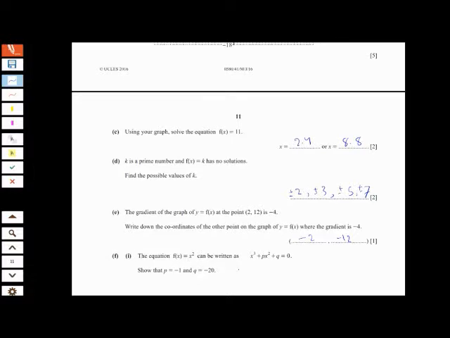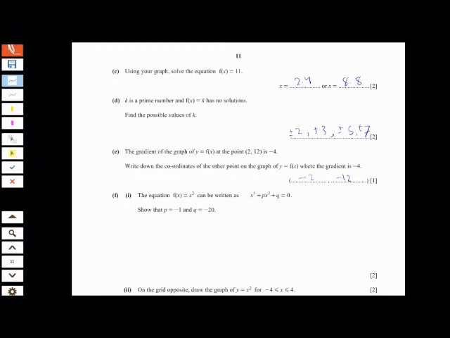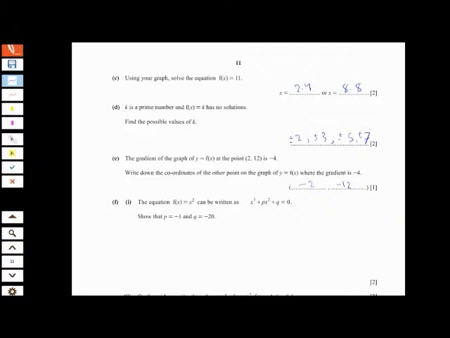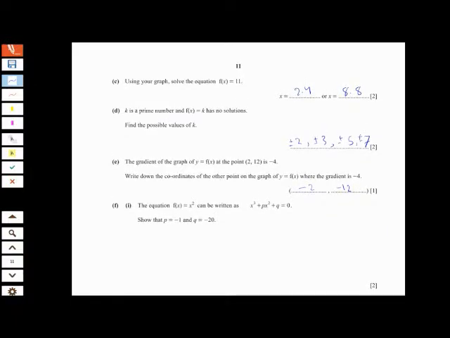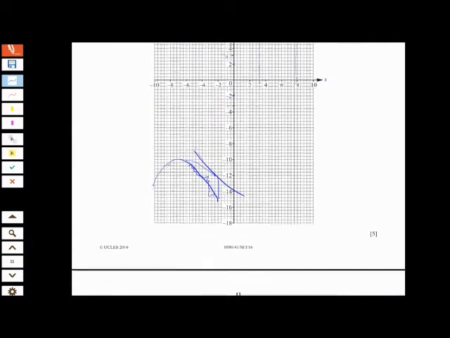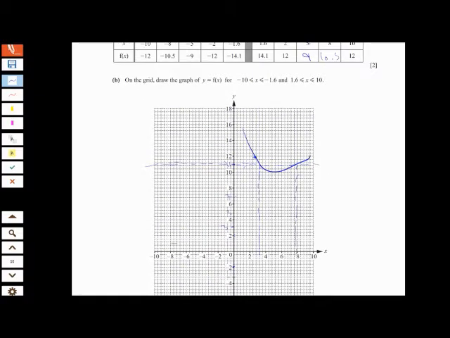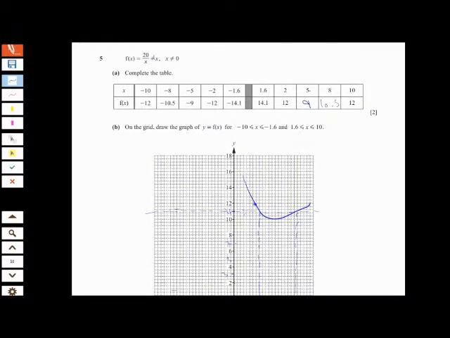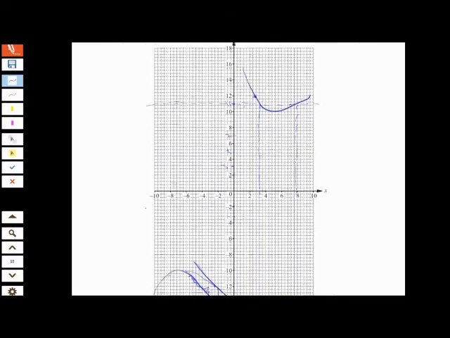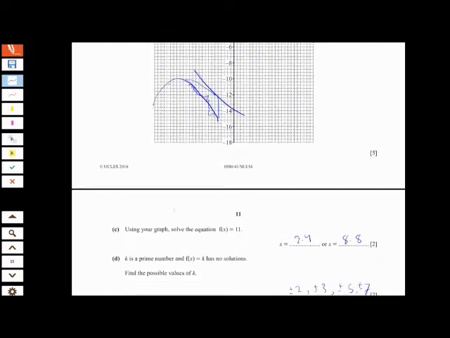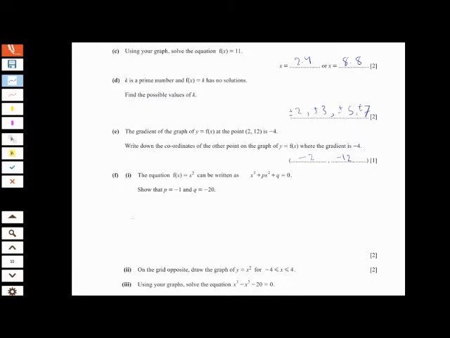And now part (b). The equation f(x) equals x squared can be written as x cubed, blah blah, show that p equals negative 1 and q equals negative 20. The equation f(x) equals x squared looks like the equation up here, which is f(x) equals 20 over x plus x. So if this equals f(x) and x squared also equals f(x), that means 20 over x plus x equals x squared as well. Now equate them: 20 over x plus x equals x squared.